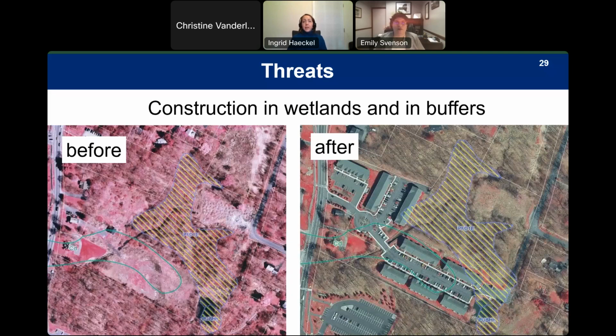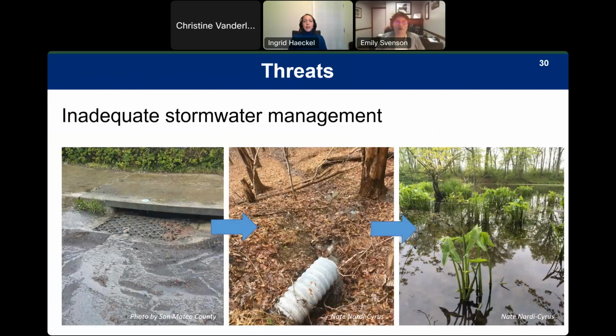Development in wetlands continues to be a leading cause of wetland loss in the Hudson Valley, and this is an example of an apartment complex that was partially constructed on top of a wetland. And lastly, excess and polluted runoff from new development can impact nearby streams and wetlands. And we don't have time to go into detail on stormwater management in this webinar, but it's an important and closely related topic.